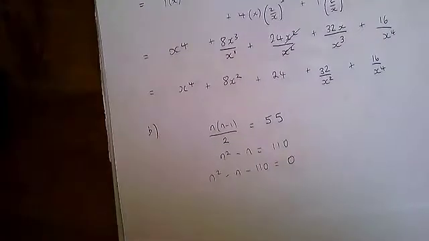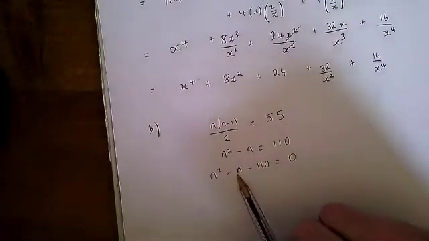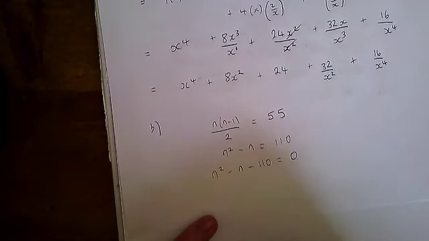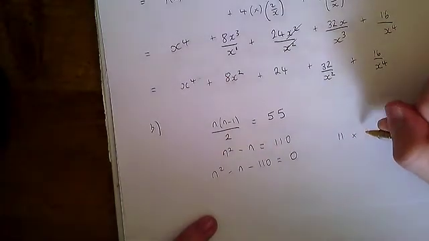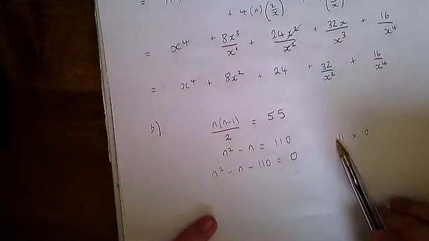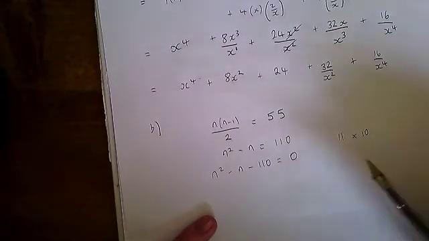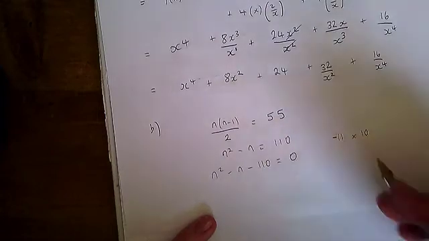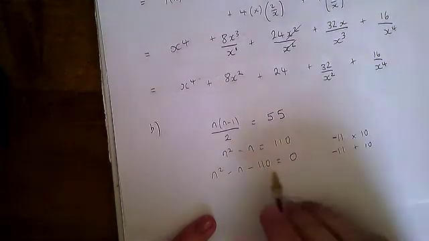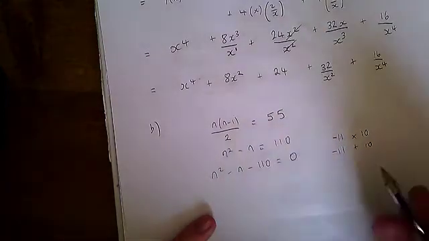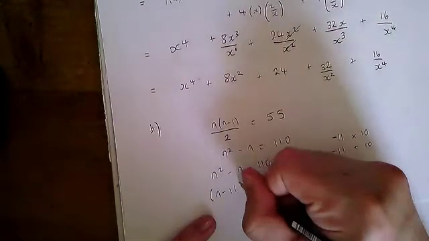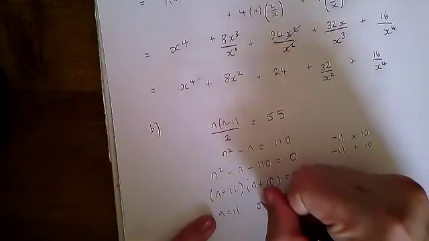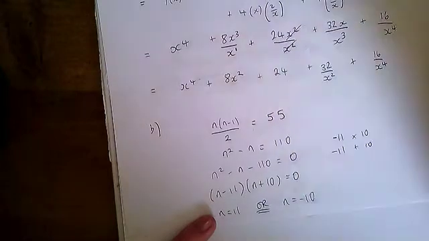Now you should be looking at that and thinking, oh, I don't know what two numbers times to 110 and make minus 1 are. It doesn't look like it's obvious, but if it ends in a 0, think about the obvious numbers that times together to make that, and for me, you should know that it's 11 times 10. Now that's good because that's a minus, and then that means one of these will have to be minus. Minus 11 times by 10 is minus 110, and then if you do a minus 11 add 10, you get minus 1, which is that coefficient there. Perfect, that's our combination. So we're going to have n minus 11 and n plus 10 equals 0. So n is equal to 11 or n is equal to minus 10.